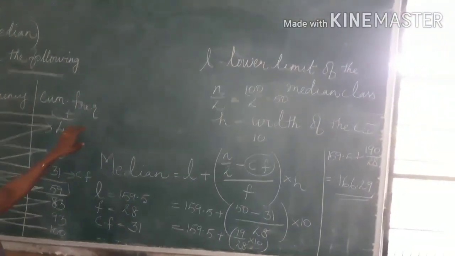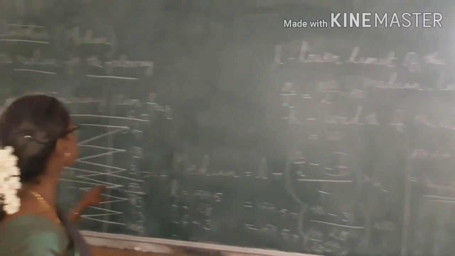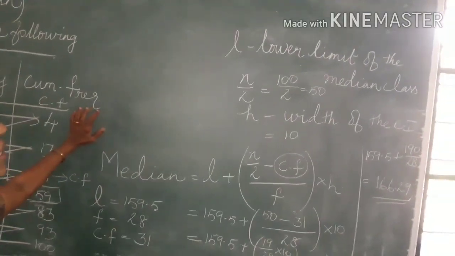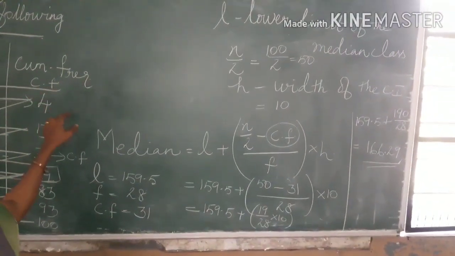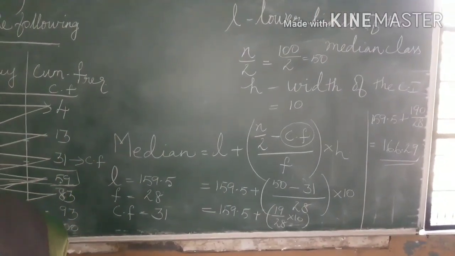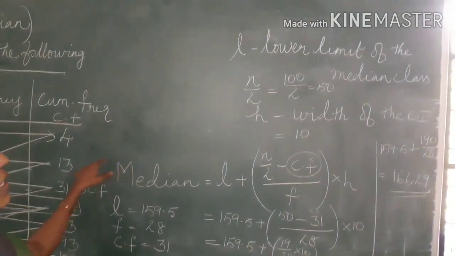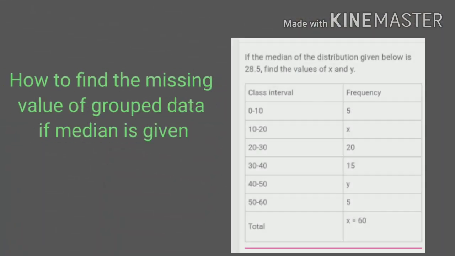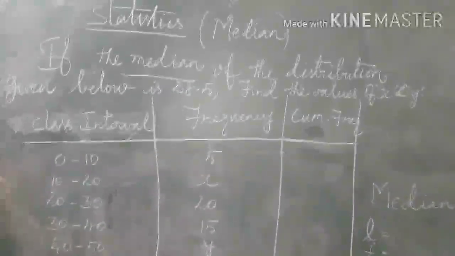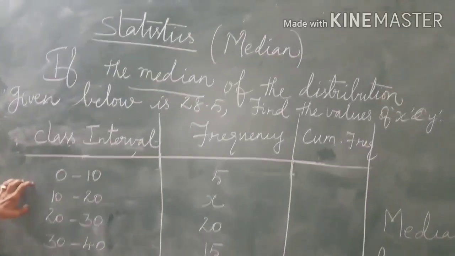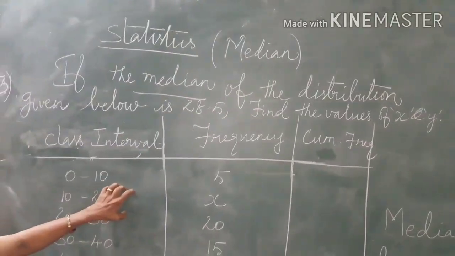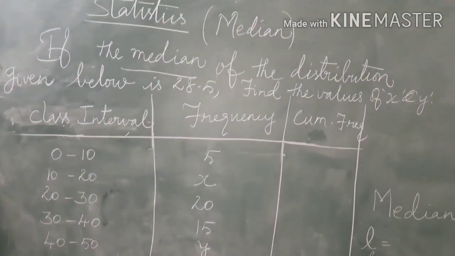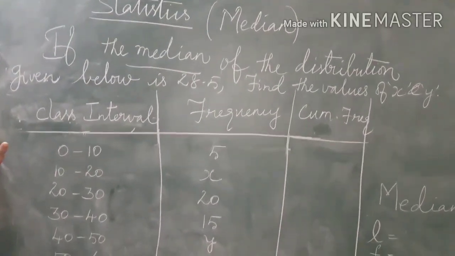Shall I give you one more sum on the missing frequency? Here the total frequency and everything is given, and you are asked to calculate the median. For a few sums, you will be given the median and you will be asked to find the missing frequency. Earlier, in the previous sums, you were given the frequencies as well as the class intervals and were asked to find the median. But here, one or two frequencies are missing, but you are given the median. So how to find the missing frequencies? That is the objective of this question.